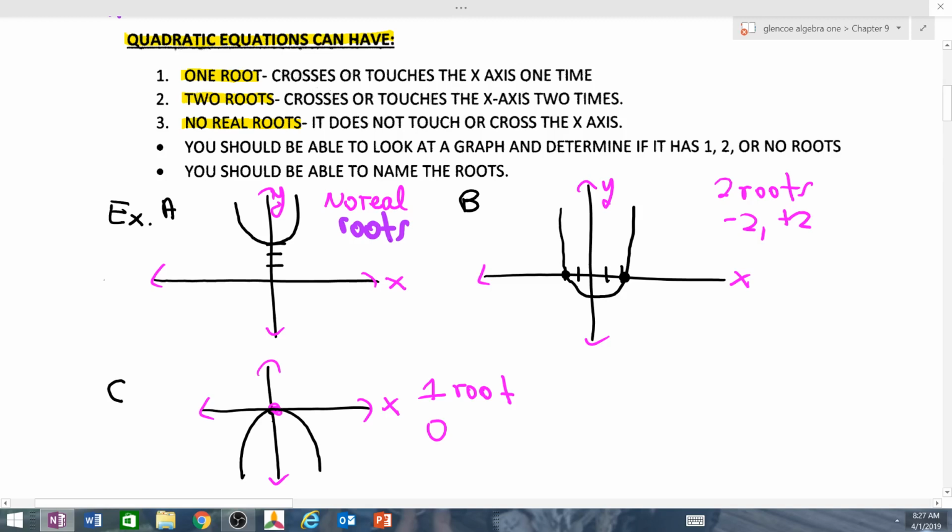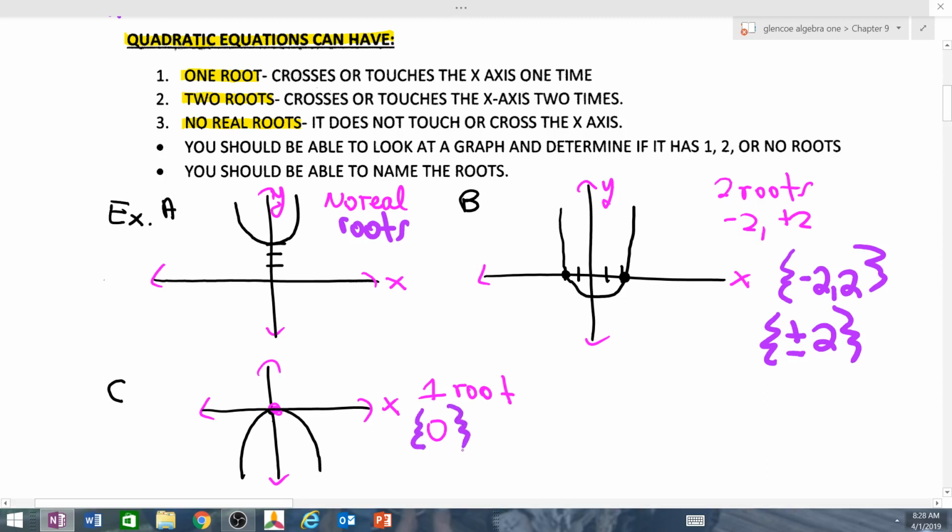Okay, graph B touches or intercepts the x-axis twice. It touches at positive 2 and at negative 2. So it has two real roots, negative 2 and positive 2, or you could write plus and minus 2. So if it asks you, look at the graph, how many roots does it have? Your answer is either going to be 0 roots, no real roots, 1 root, or 2 roots. And then graph C has 1 root, and that touches or intercepts at 0.